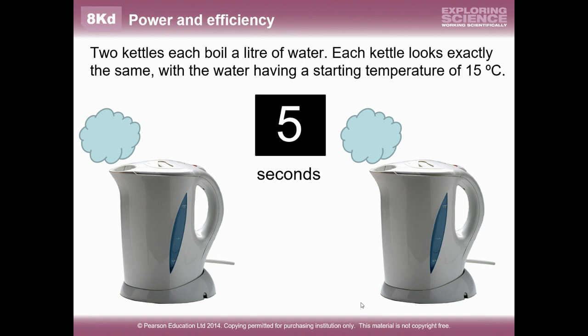The amount of energy needed to heat the water from 15 degrees to 100 degrees is the same for both kettles, because the amount of energy depends on the mass of water as well as its starting temperature. However, the power, which we would say the power rating of each kettle, is different. The one on the left, which only took 2 seconds, is more powerful than the one on the right, which took 5 seconds.